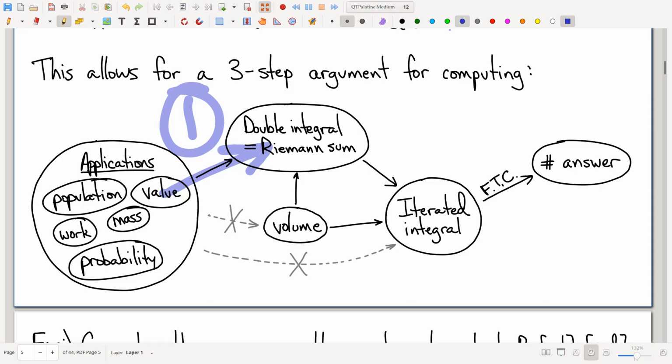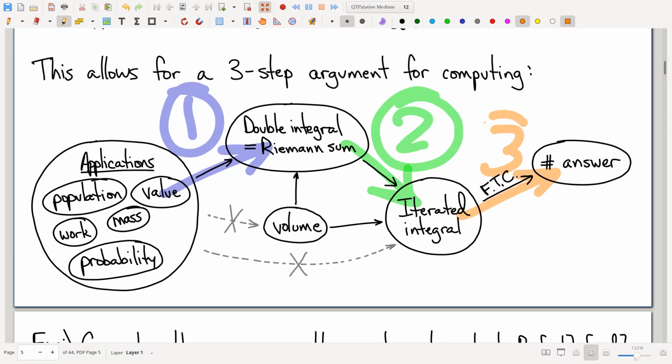And then there's really no controversial questions about the next step. We're going to rewrite that as an iterated integral. We already have a theorem saying double integrals are iterated integrals, and then we're going to compute, just like we've already done previously, compute iterated integrals with the fundamental theorem and get answers.